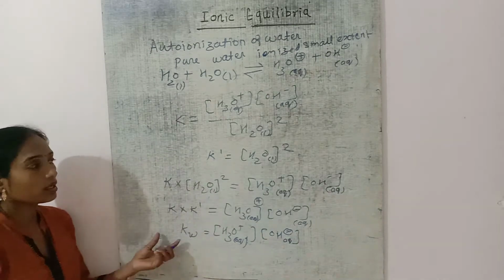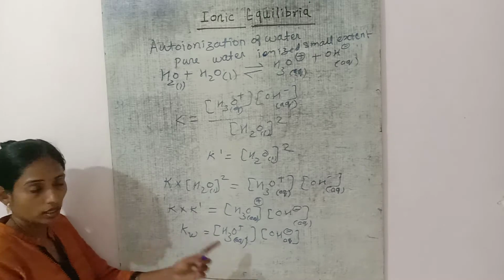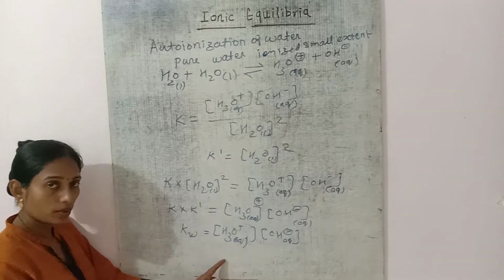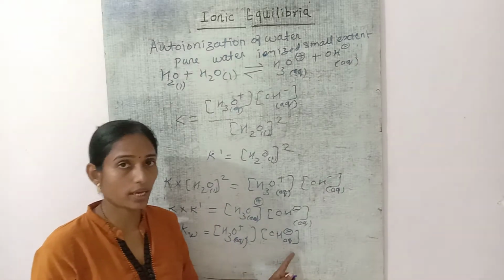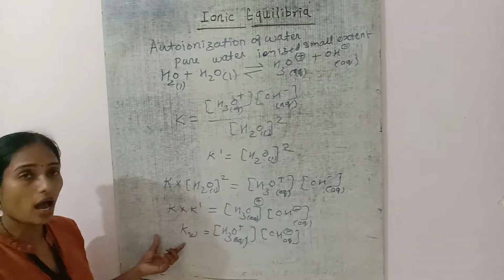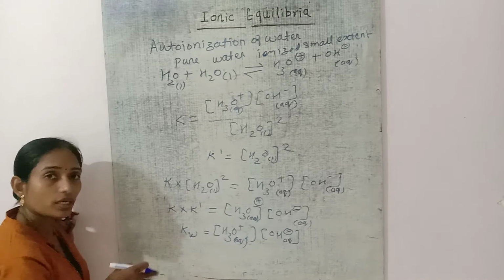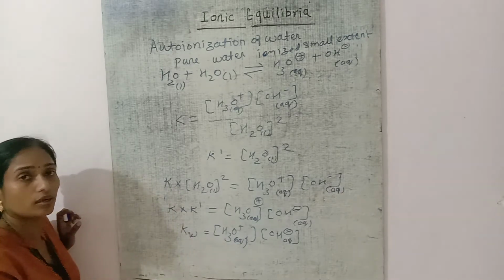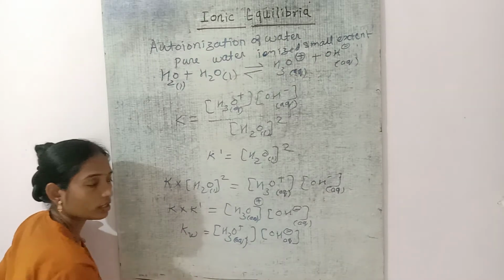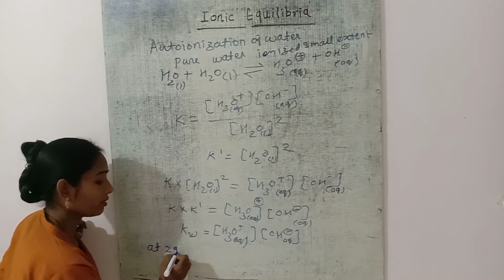Kw, the ionic product of water, is defined as the product of the concentration of hydronium ions and the concentration of hydroxide ions. If these concentrations are known, you can calculate the ionic product of water. Based on the pH scale, acidity or basicity depends on the H+ ions and OH- ions. So you can put the values at a temperature of 298 Kelvin.